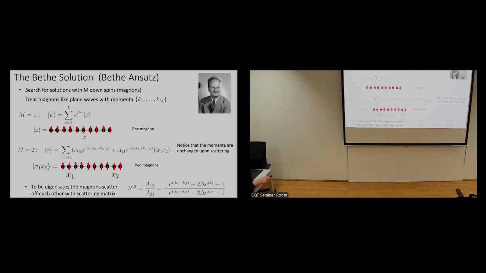So now these are products of single-particle solutions, and he showed that if you take this amplitude and plug it into the Hamiltonian, it will be an eigenstate if the scattering amplitude, which gives the relation between the amplitude A12 to the left and A21 to the right, that is, if the S matrix scattering particles 1 and 2, namely the relation between the amplitudes, satisfies this relationship, then it's an eigenstate of the Hamiltonian. So he solved the two-particle problem.